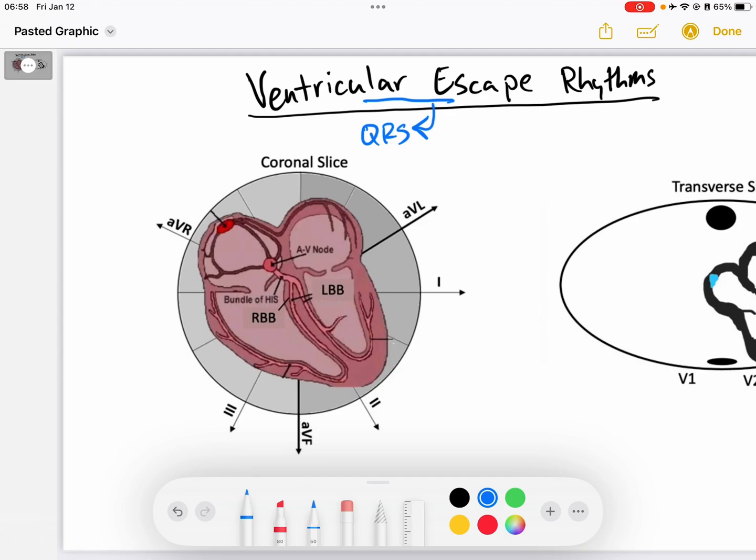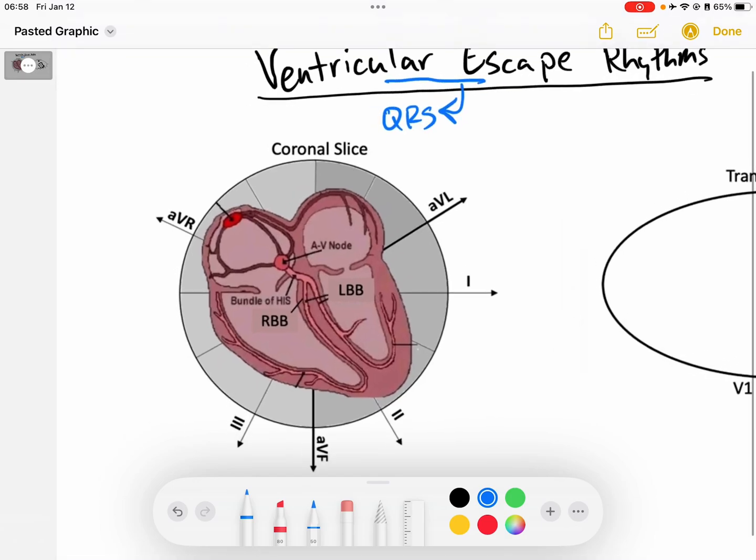The normal conduction in the myocardium, if I look through this coronal slice: usually we've got our SA node, it fires off at 60 to 100 beats per minute, and it depolarizes the atria. We know that the AV node then captures that signal, delays it for 120 to 200 milliseconds, and sends it down our His-Purkinje system to cause ventricular depolarization. So that's our normal route of electrical activity.